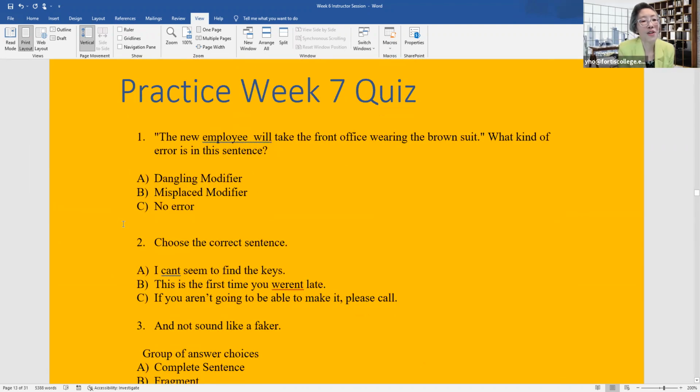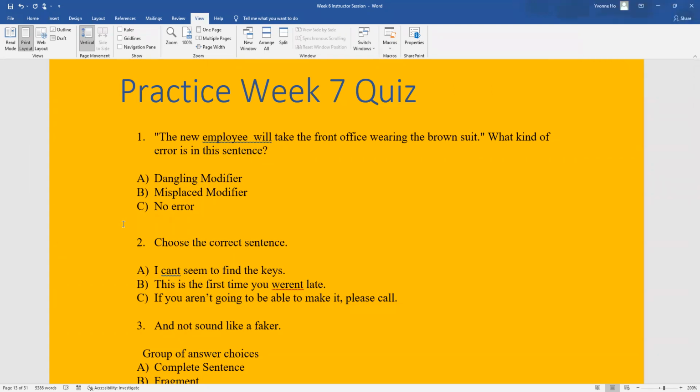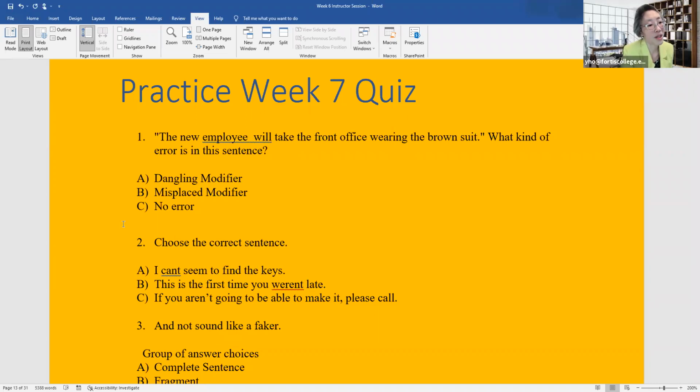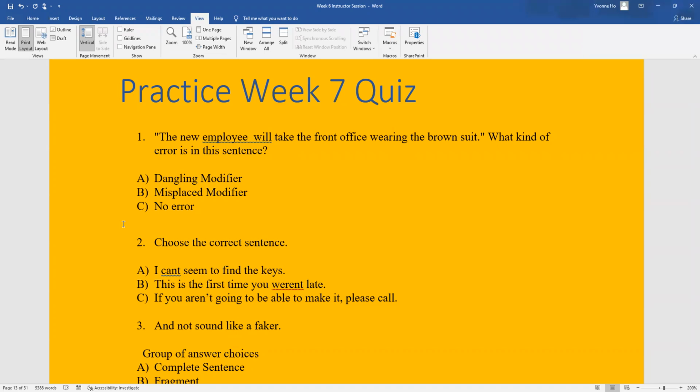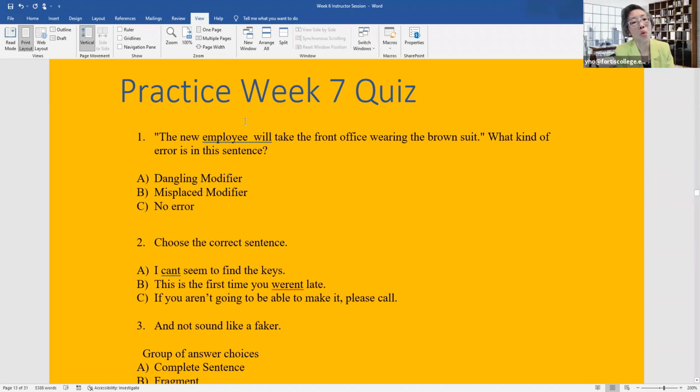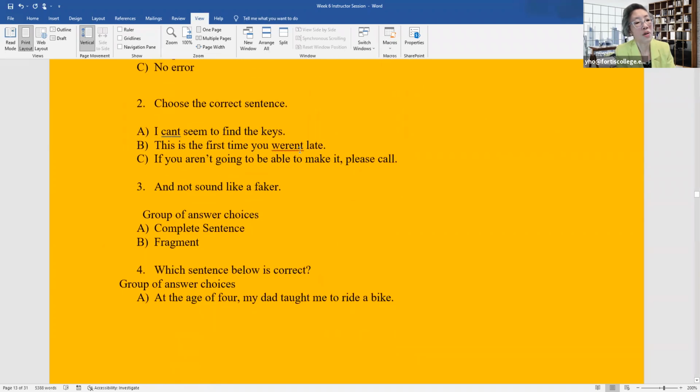Good. So, the new employee will take the front office wearing the brown suit. What kind of error is in this sentence? Is it a dangling or misplaced modifier? Misplaced modifier. Excellent, because the new employee wearing the brown suit will take the front office. Which is the correct sentence?